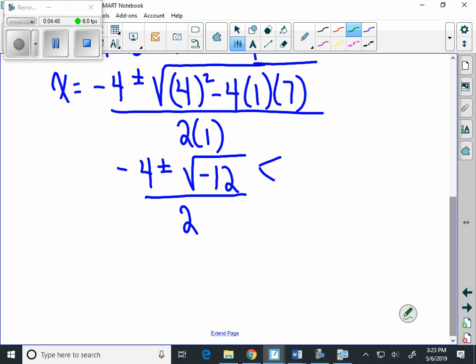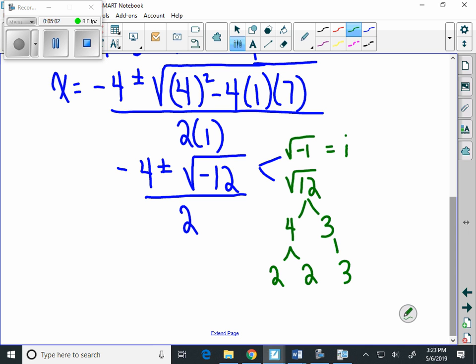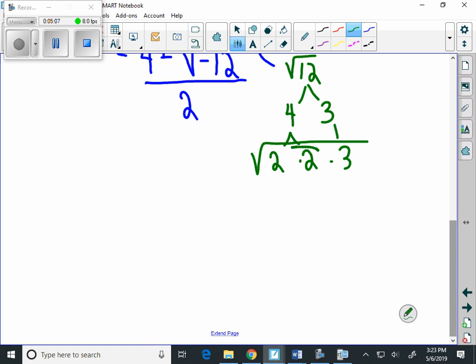But as we do, we're going to simplify this with a reminder, yet again, the square root of negative 1 is i. And then for 12, it's going to be 4 times 3, which is 2 times 2 times 3. And what we need are two of the same value to take out 1. So we took it out. And over here then, don't forget that we have i.